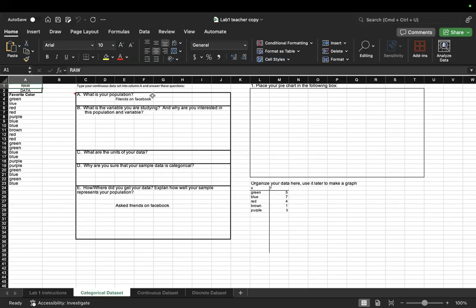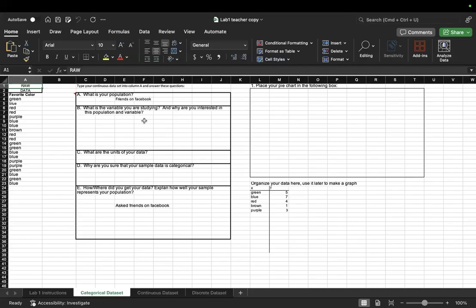Now, you need to be really careful with your population. So if you chose a bag of M&Ms, the bag of M&Ms is your population. If you sat on your front porch and watched cars go by, it's the cars on your street. You've got to be careful. Your population is not your variable. So I wouldn't say my population is friends' favorite colors. That's not my population. That is my variable.